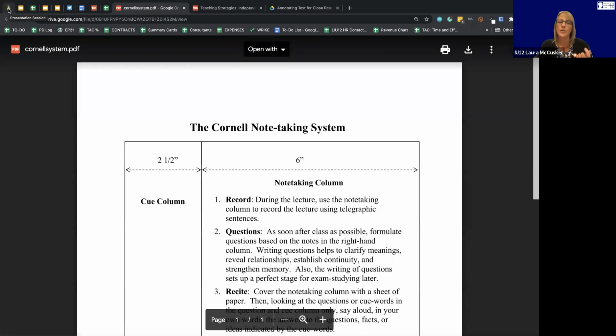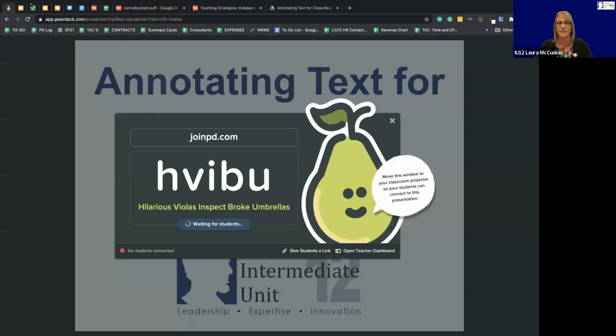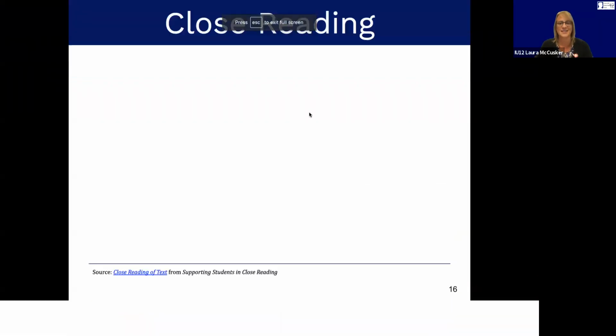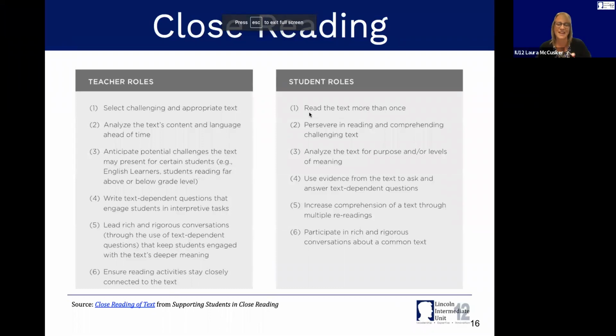If you do click on that first, it will take you to a protocol for the Cornell note-taking system. I tend to like all of my slides to be interactive when I can. A graphic that I use lots of times when talking about close reading, which is the second part of our discussion today, is this.